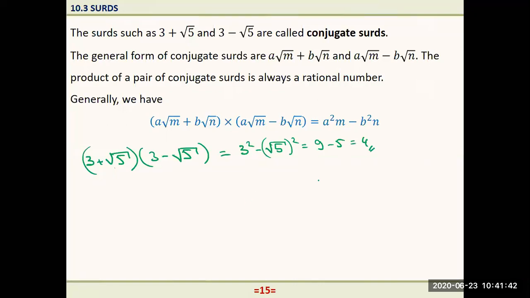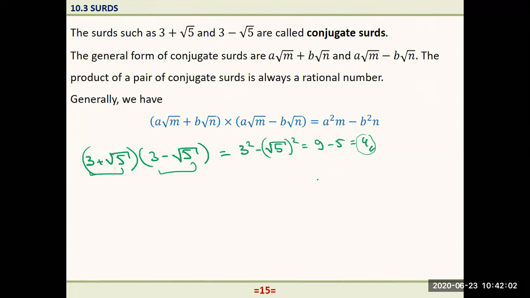Okay, so that is 4, a rational number. How about this thing? It is an irrational number, surds. This is another one, right? So these surds, when we multiply them together, if they are conjugates of each other, the result is always a rational number. Okay, that is one important thing in math.